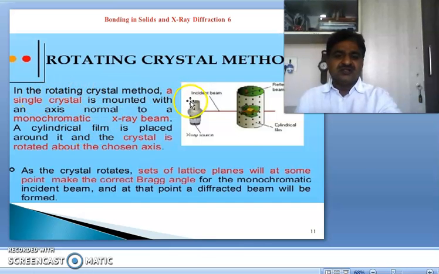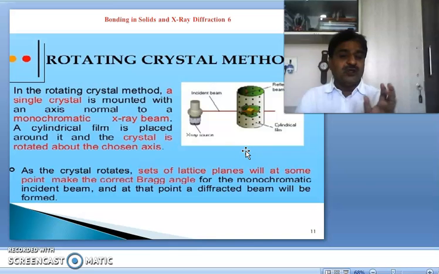Here in the rotating crystal method, a single crystal is mounted with an axis perpendicular to the monochromatic X-ray beam. A cylindrical film is placed around it and the crystal is rotated about the chosen axis. As the crystal rotates, sets of lattice planes will at some point make the correct Bragg's angle for the monochromatic incident beam.